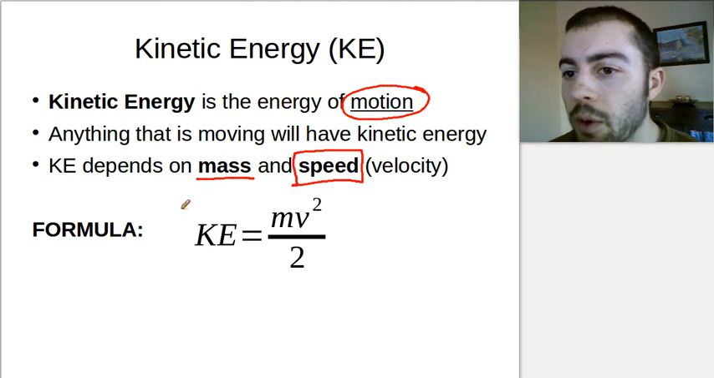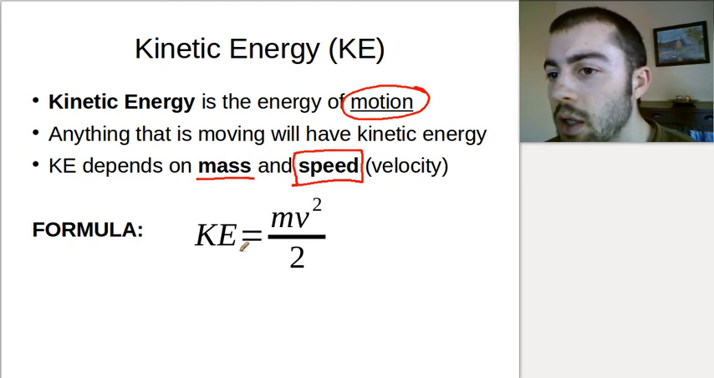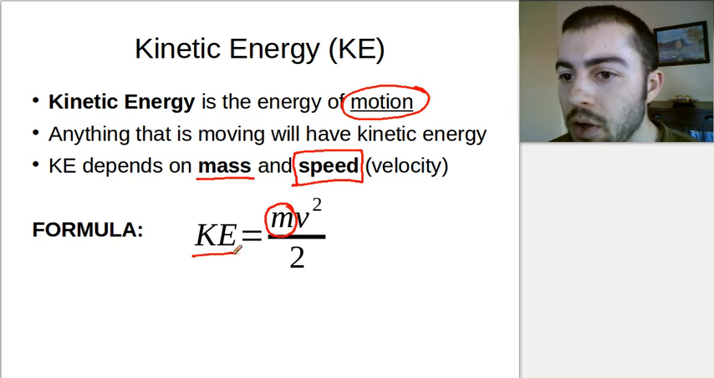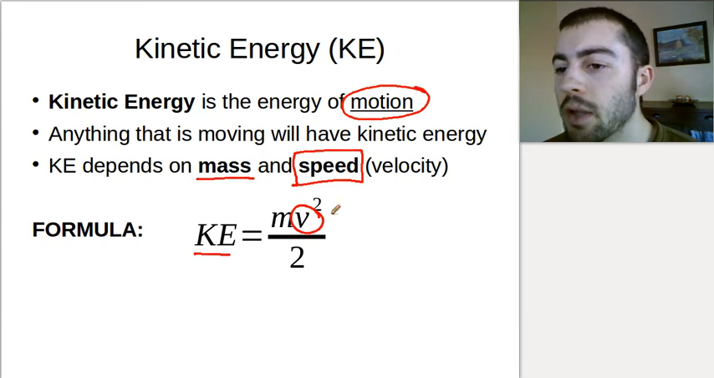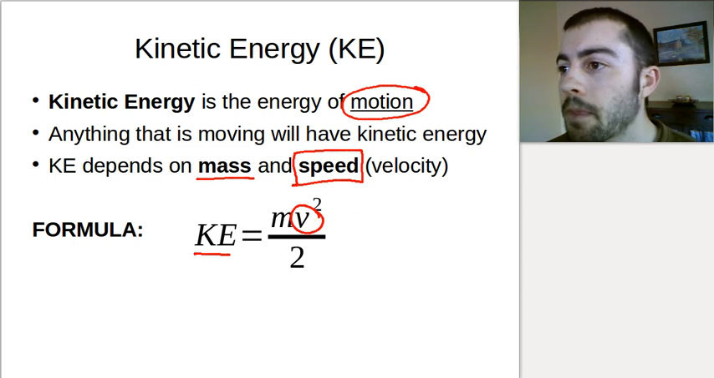All right, and the formula for kinetic energy kind of confirms that. So if we have mass times velocity squared divided by 2 to give us kinetic energy, we can imagine if we take a bigger number for the mass and multiply it here, it's going to give us a bigger number for the kinetic energy. And by the same token, if we take a bigger number for the velocity, that's going to give us a bigger number for the kinetic energy as well. So both mass and speed or velocity, if we increase them, we're going to increase the kinetic energy.